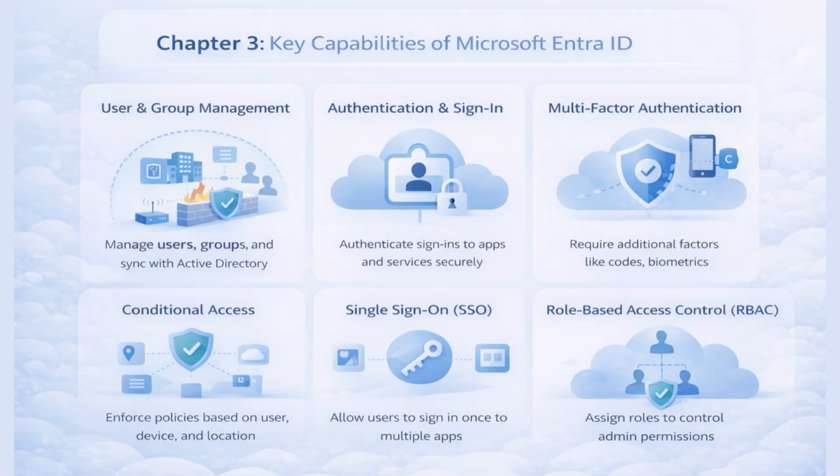Conditional access. Conditional access is one of the most powerful features of Microsoft Entra ID. It allows organizations to enforce access policies dynamically. Policies can be based on user identity, device compliance, location, application, or risk level. For example, requiring MFA from untrusted locations, blocking high-risk sign-ins, or allowing access only from compliant devices instead of static rules. Conditional access evaluates context in real time.